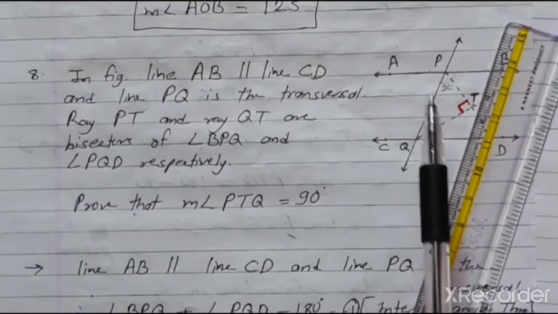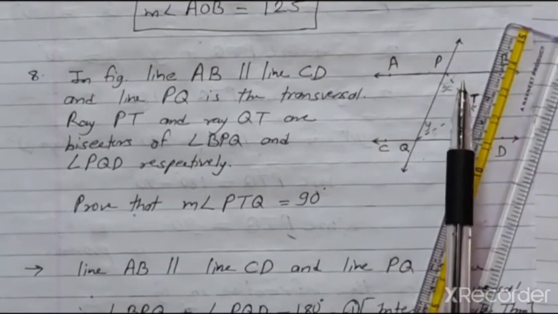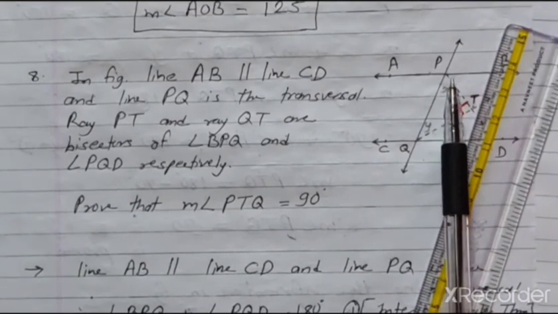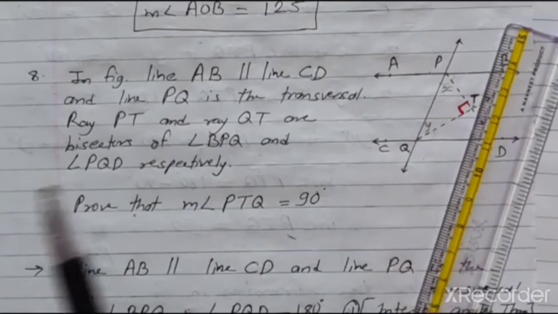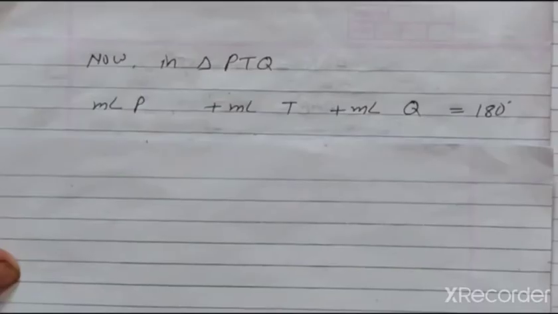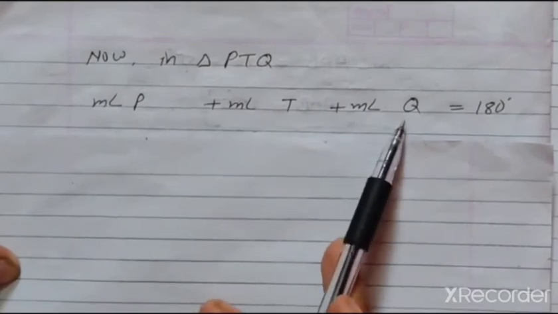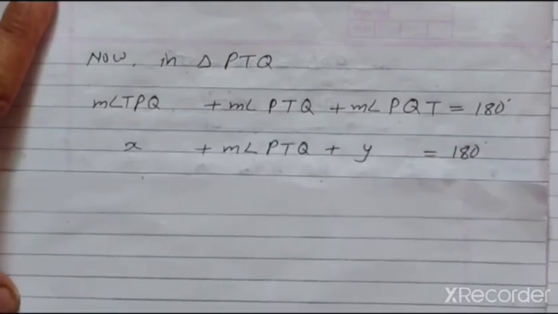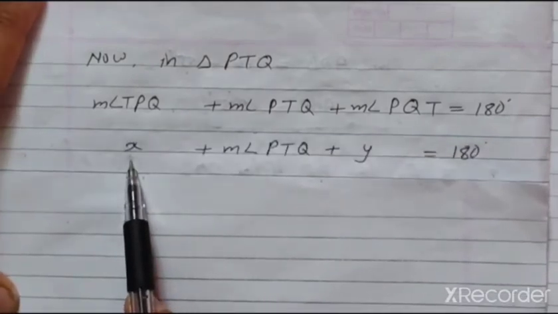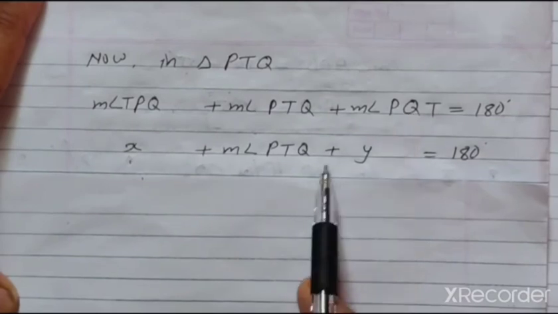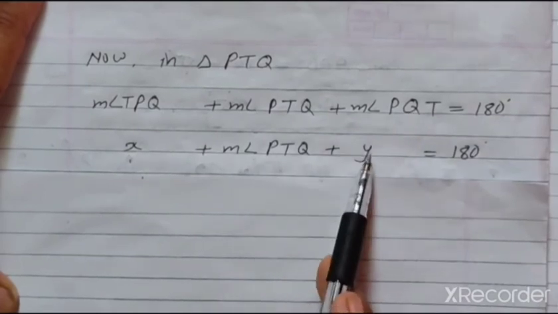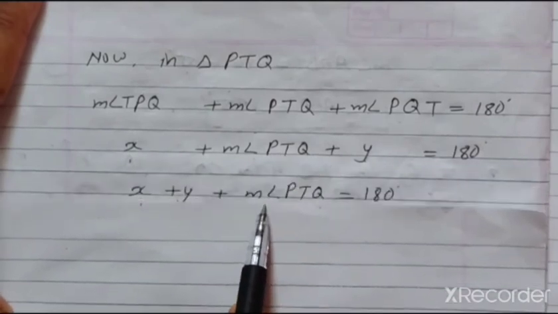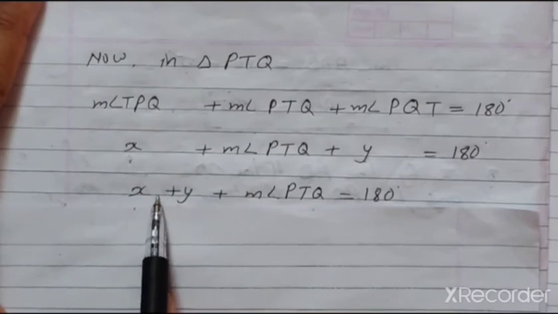Now in this triangle PTQ, which is formed due to this angle bisector, the measure of angle T plus the measure of angle P and the measure of angle Q is equal to 180 degrees. I'm just converting all these angles into their three-letter names. Now substitute its values from the figure. This value is X and the measure of angle Q is Y. Here I am interchanging the second and third steps, you will get X plus Y.